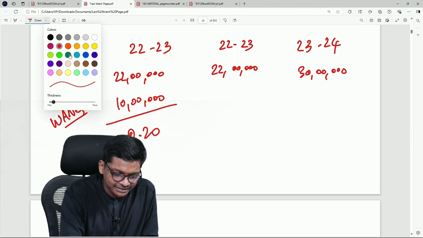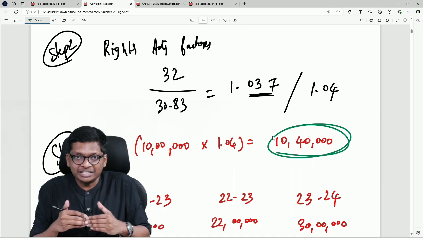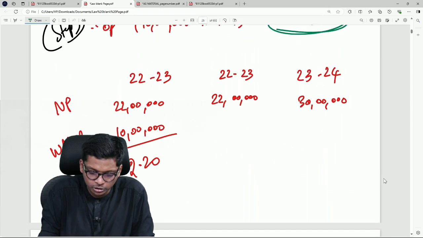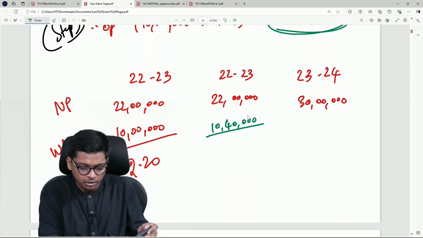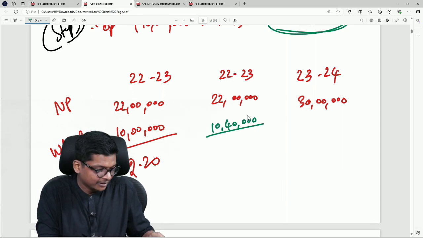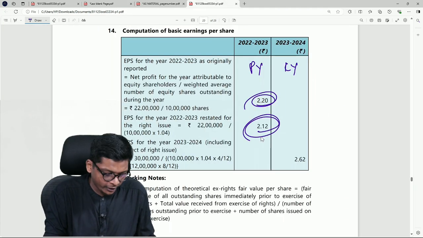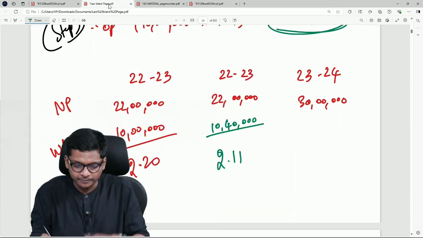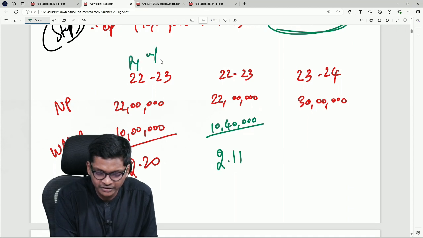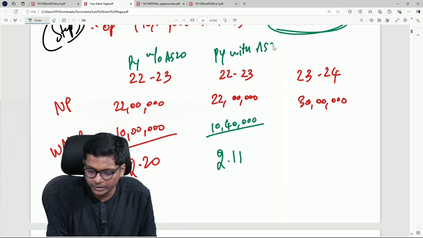After adjusting for rights, we just now computed, if rights were given last year, the free shares to be included is 40,000. So now I will divide by 10 lakh 40,000 and you will get 22 lakhs divided by 10 lakh 40,000. We will end up with 2.11, the same answer over here, 2.12 rounded off guys. Now coming to this year, so this is previous year without AS20, this is previous year with AS20 treatment.